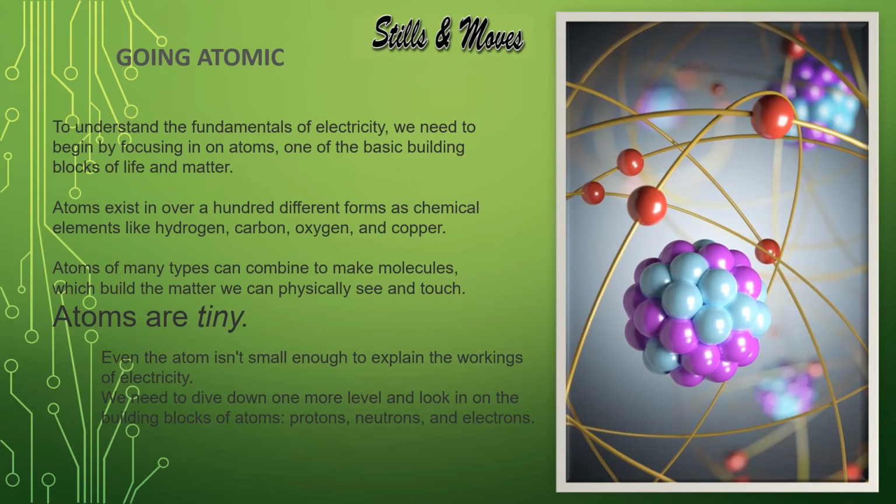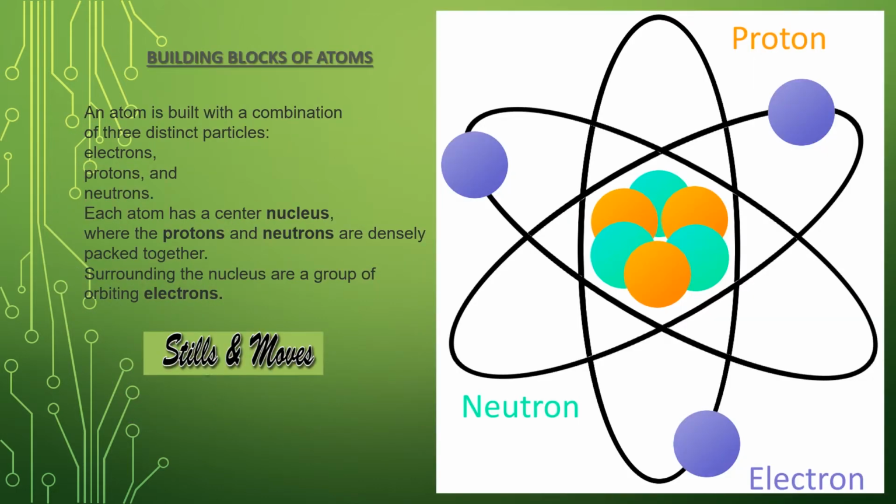To understand the fundamentals of electricity, we need to begin by focusing in on atoms, one of the basic building blocks of life and matter. Atoms exist in over 100 different forms as chemical elements like hydrogen, carbon, oxygen, and copper. Atoms of many types can combine to make molecules, which build the matter we can physically see and touch. Atoms are tiny. Even the atom isn't small enough to explain the workings of electricity. We need to dive down one more level and look in on the building blocks of atoms: protons, neutrons, and electrons. An atom is built with a combination of three distinct particles: electrons, protons, and neutrons.